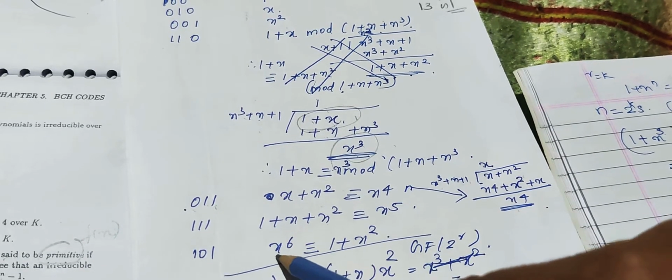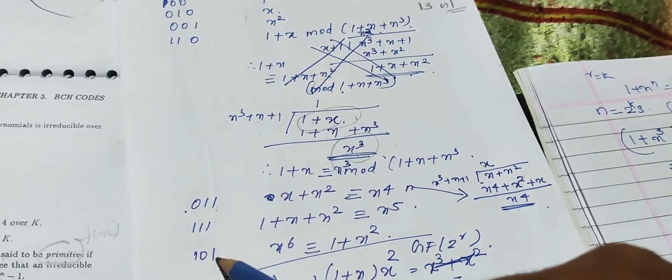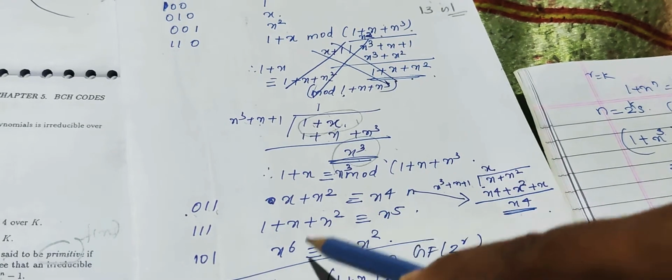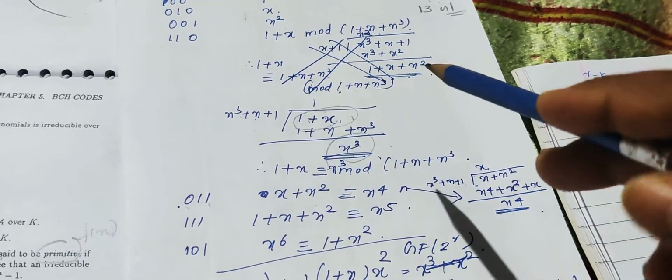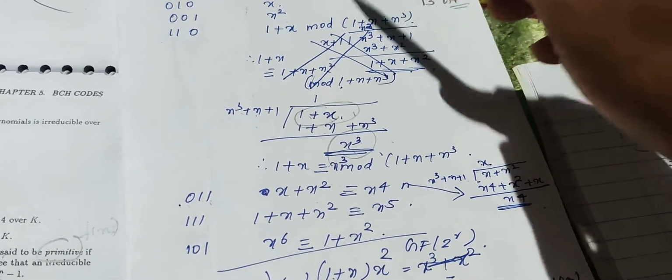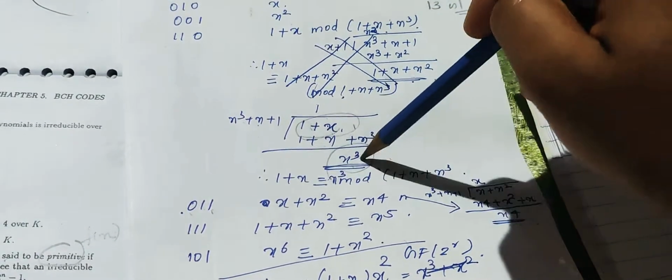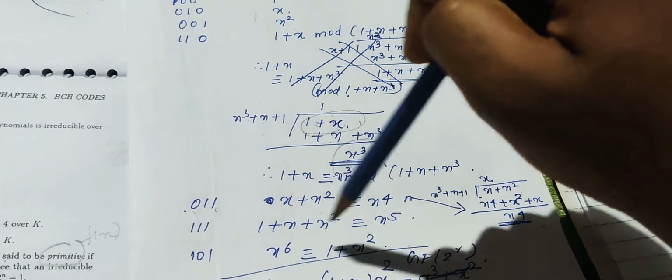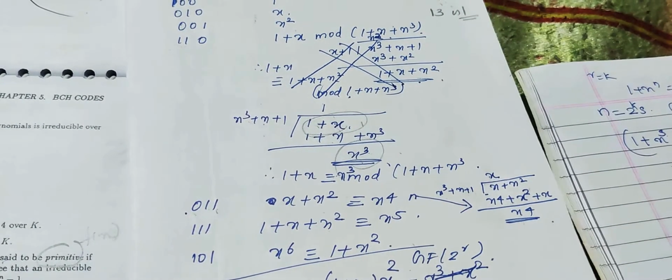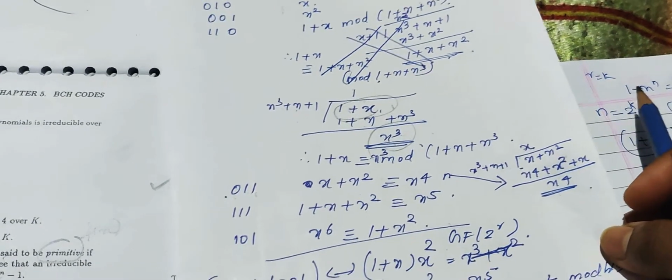Similarly, x raised to 6: 1 0 1 is 1 plus x square, which is congruent to x raised to 6. So these are the elements. Now we have the polynomials 1, x, x square, x cube, x raised to 4, x raised to 5 and x raised to 6.